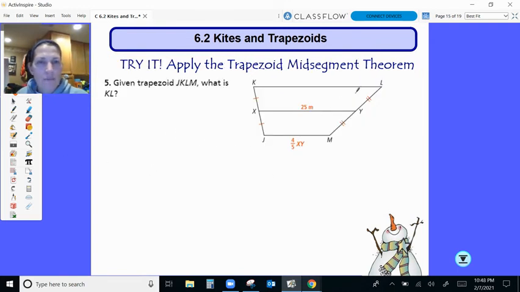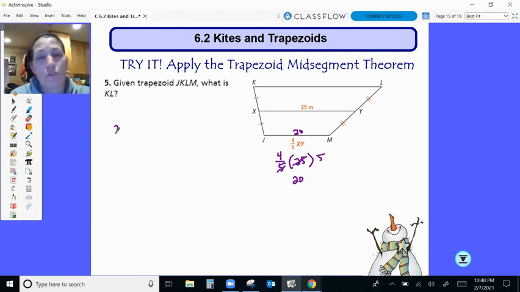Okay, so given this trapezoid, what is KL? So now we actually have the mid-segment. We need to go backwards and find the length of KL. Well, first of all, this tells us that 4/5 of XY is the measure of JM here. So I'm going to go ahead and plug in 4/5 times my XY, which is 25. This 5 will go into 25 5 times, and 4 times 5 is 20. Okay, so the measure of this is actually 20 right here.